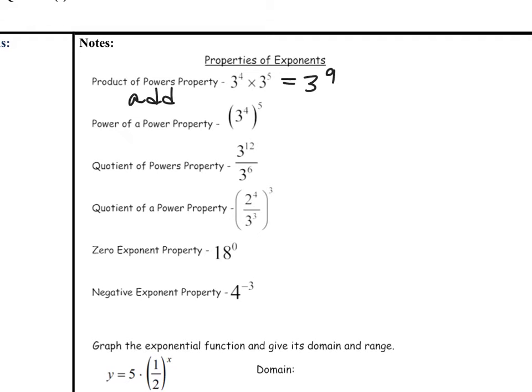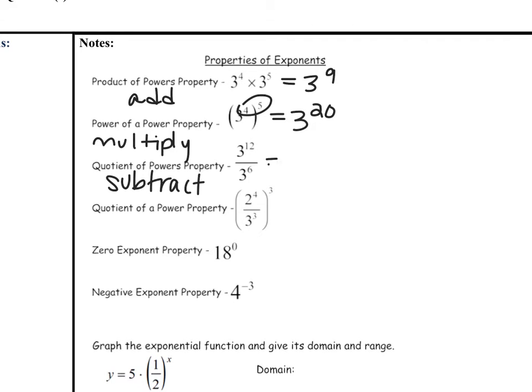Next one. Power to a power. What do I do? Multiply. So this would be 3 to the 20th. If I have same base in division, so a quotient, what do? Subtract. So this is 3 to the 6th.